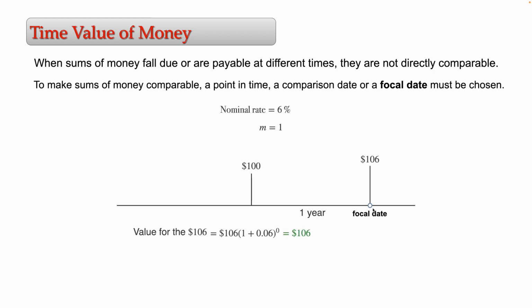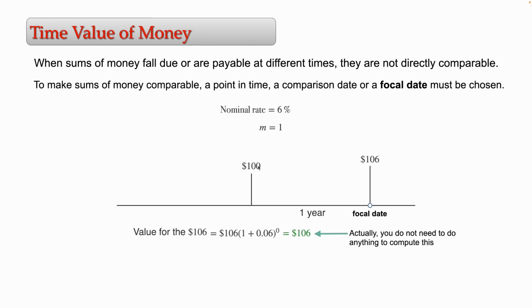And that's the reason why it's good to have the focal date at a point when one of the amounts happens. Because you don't need to do anything. You don't need to do this. You can just type 106. The value of this 106 is 106. And that's it. So actually you don't need to do anything to compute this.